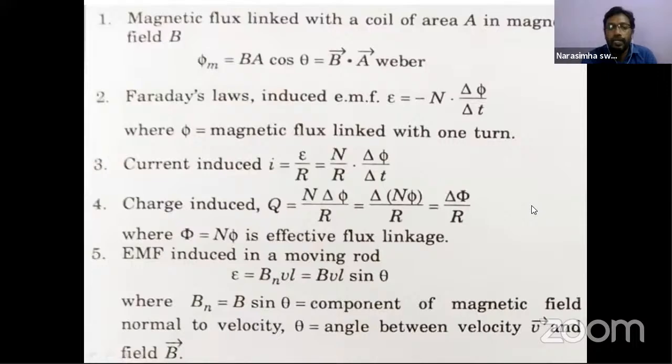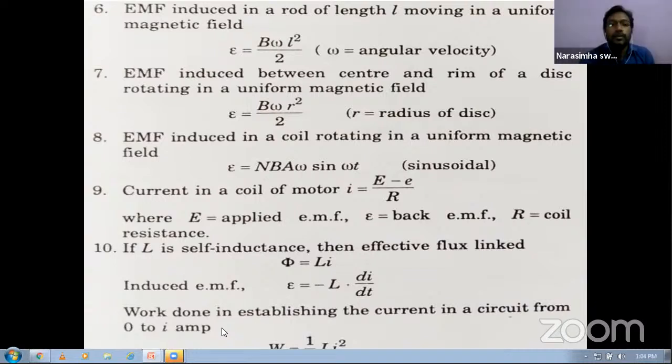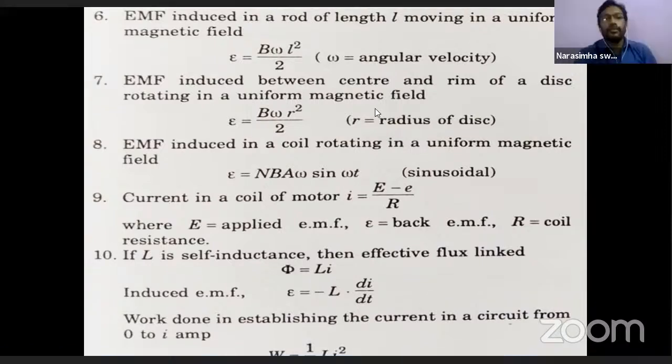EMF induced in a rod of length L moving in a uniform magnetic field. The same rod of length L is moving in a uniform magnetic field. Okay, the same rod when it is in water. So the expression for the induced EMF of a rod of length L moving in a uniform magnetic field, you might have already derived in the morning: E is equal to B V L if it is linear, and if it is angular, B omega L square by 2.